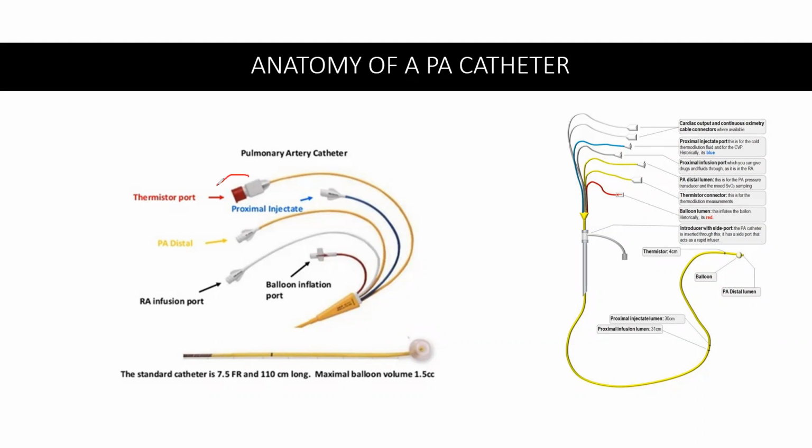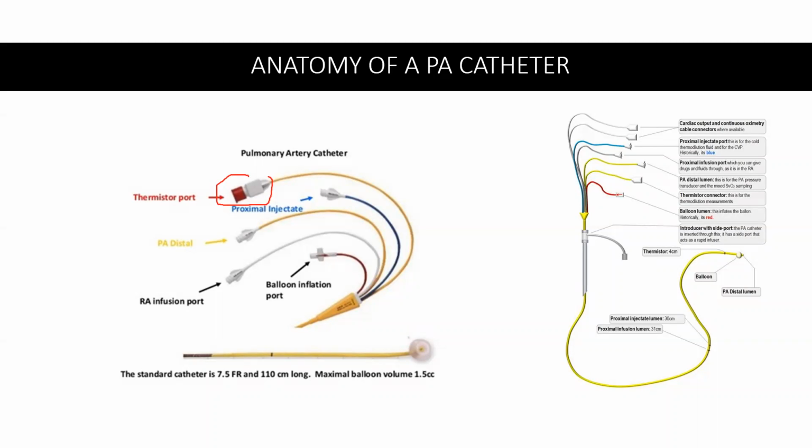And this thermodilution sensor right here is going to be attached to a pressure transducer outside the body. Therefore, this is able to determine the pressures that are present in the heart. So we can measure CVP, right atrial pressures, right ventricular pressures, and pulmonary artery pressures.